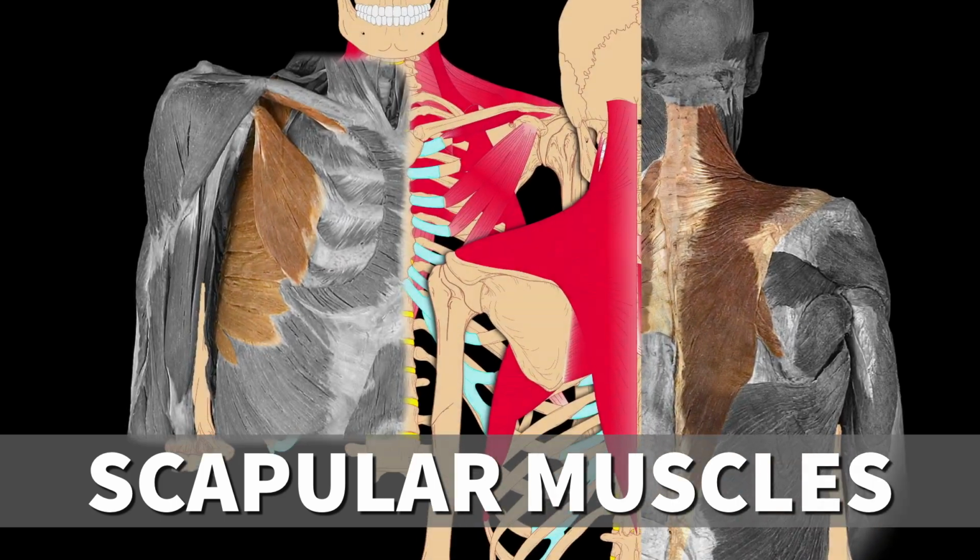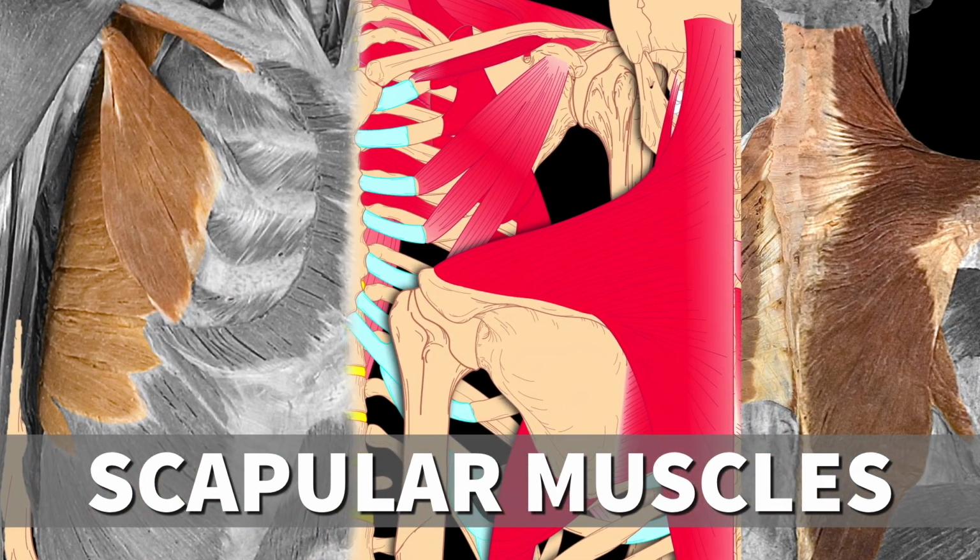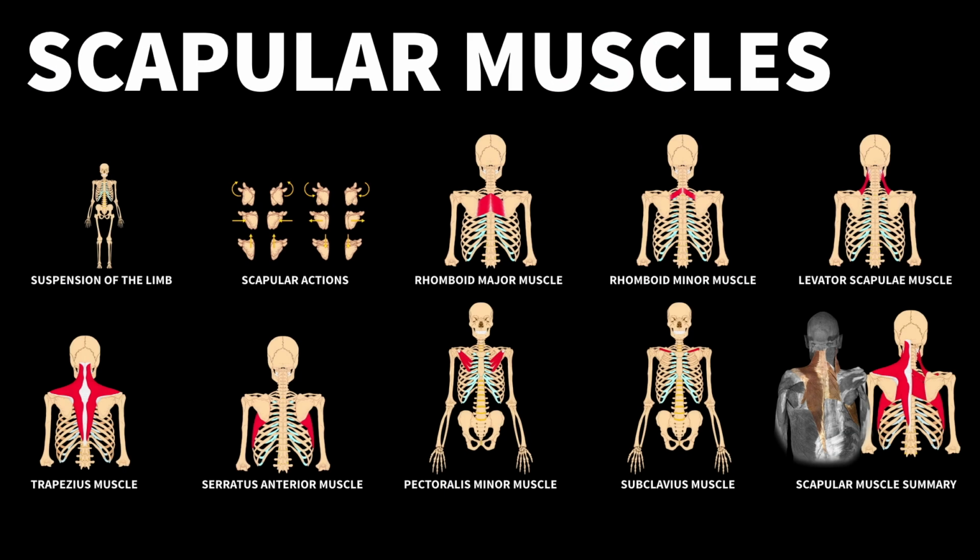This presentation will cover the essential anatomy of the scapular muscles. You will learn about the critical role these muscles play in the overall function of the upper limb, as they are the major suspensory apparatus and stabilizers of the limb.